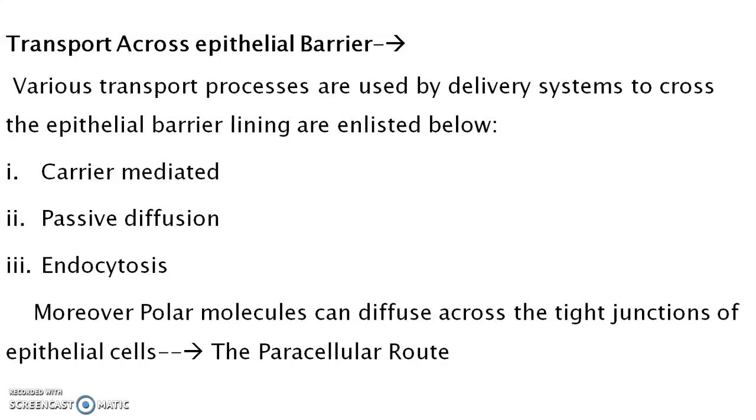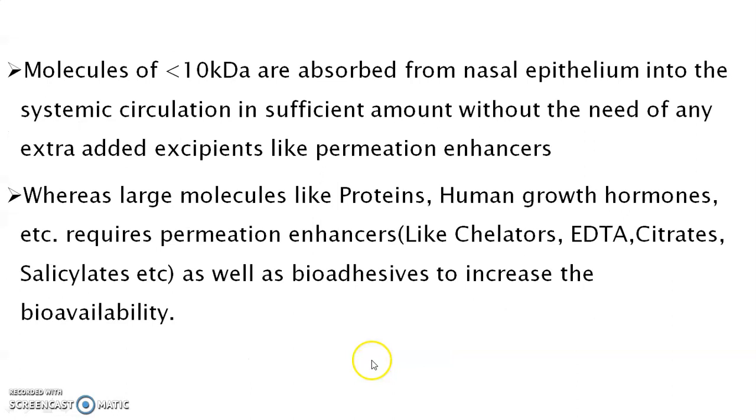Now, when we talk about the transport across the epithelial barrier, as we have just elaborated some of the physiological characterization of the intestinal barrier epithelium, the various transport processes that are used by the delivery system to cross the epithelial barrier lining are listed below: the carrier mediated process, the passive diffusion process and the endocytosis mechanism. Polar molecules can easily diffuse across the tight junctions of the epithelial cells, which is known as the paracellular route.